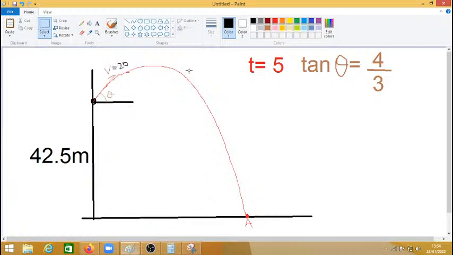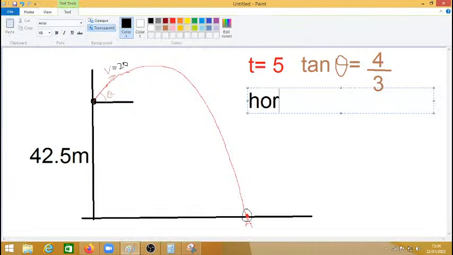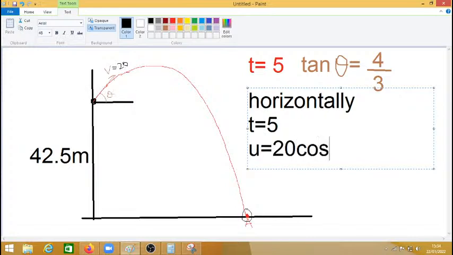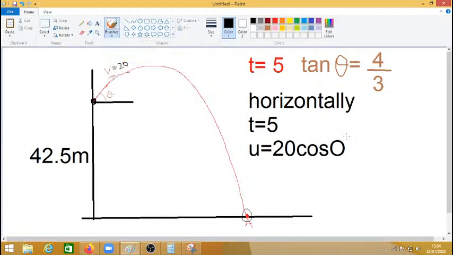Okay, next question is to work out the horizontal distance. Where does it hit the ground at A? So you have to imagine you're at this point A. So what do you know about that point? We want to know the horizontal distance. So think horizontally now. What do we know horizontally? We know that the time is equal to 5 because horizontally or vertically that doesn't matter. We know the horizontal initial velocity, 20 cos theta. And instead of making the mistake we made before, let's try and solve that now.